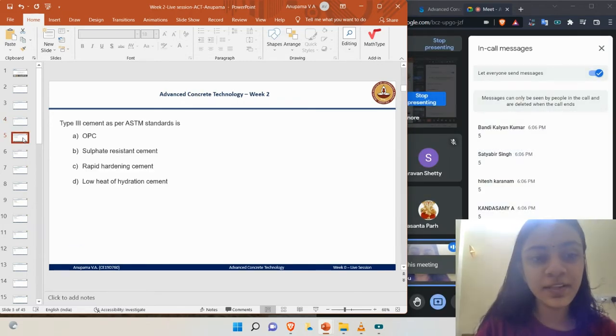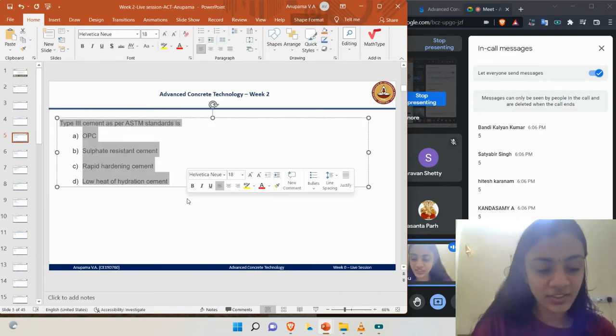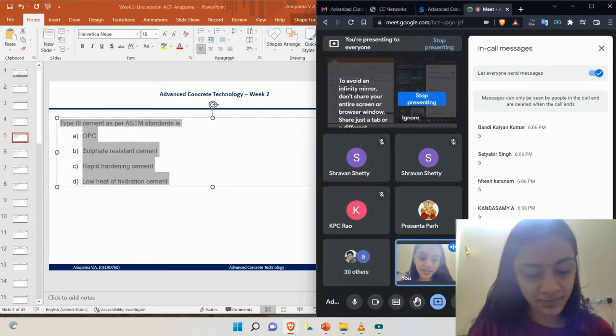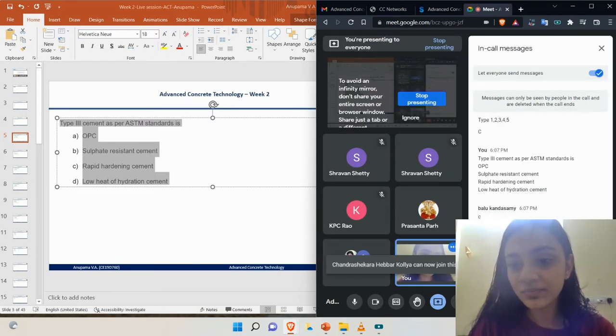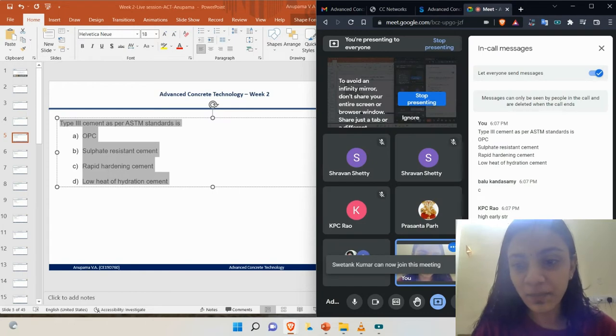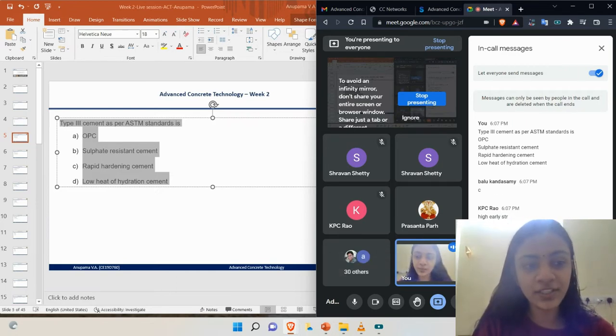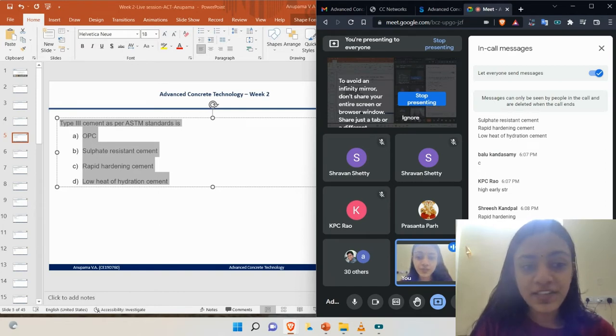Type 3 cement as per ASTM standards is dash. As a person rightly told, there are 5 types. So type 3 cement as per ASTM standards is what type of cement? Option A OPC, option B sulfate resistant, option C rapid hardening, option D low heat of hydration. Rapid hardening is what we call in India. As per their classification, it's high early strength cement.